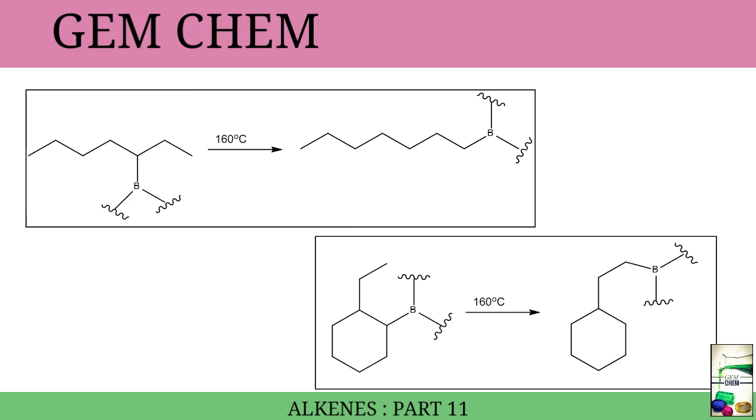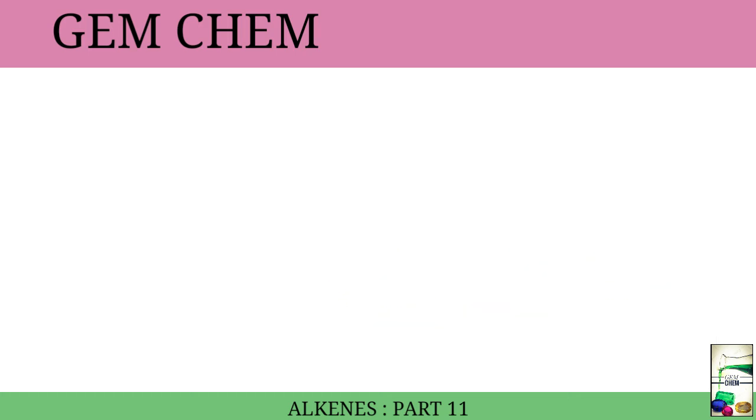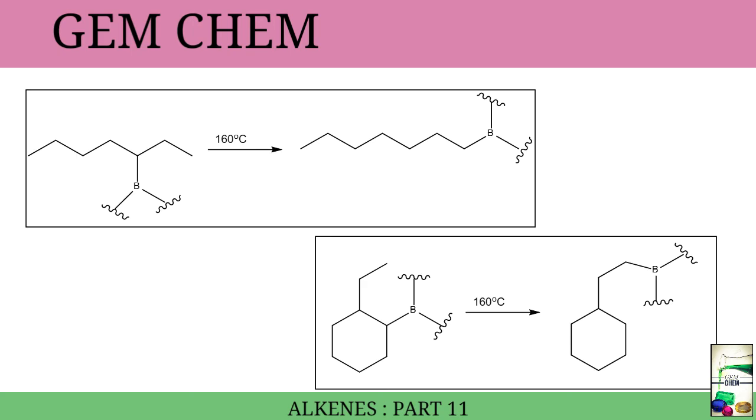So let us see. Now first example, if you see, the boron moiety is present here, and on heating at 160 degrees Celsius it is present in the terminal part. Similarly here it is present and attached to the ring, whereas on heating it gets attached to the terminal end, right? So what is the mechanism? So we will see the mechanism for this first one. So let us see.